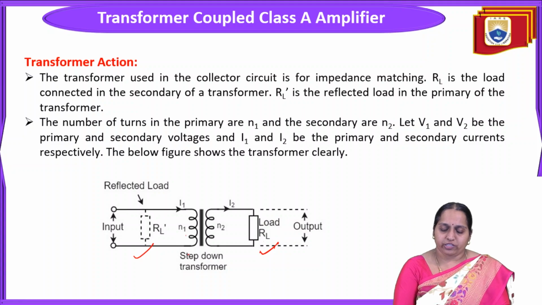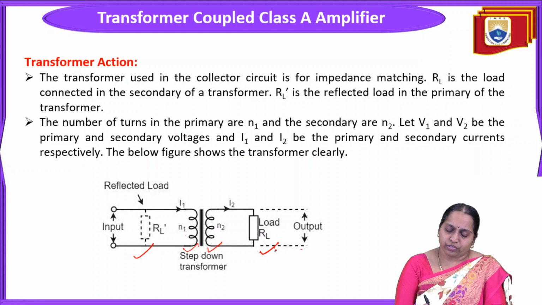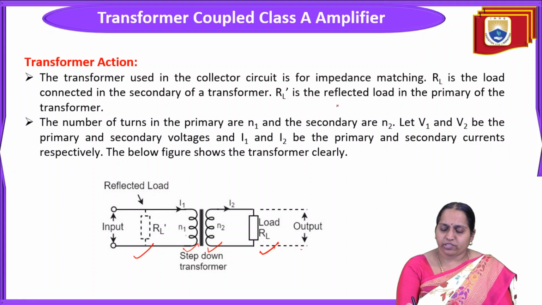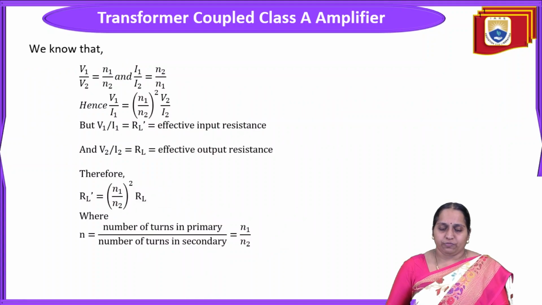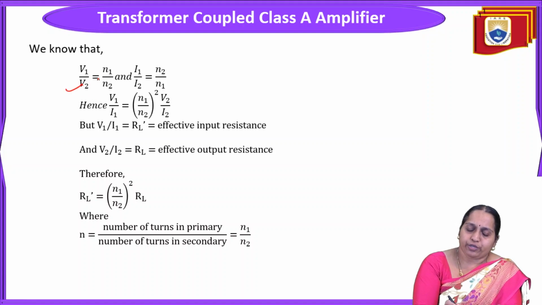You can see here, this is the primary winding and this is the secondary winding. N1 is the number of turns in the primary, N2 the number of turns in the secondary. V1 is the voltage across the primary winding, V2 is the voltage across the secondary, that is the output of the transformer. RL is the load resistor and RL dash is the reflected load in the primary. Now we shall see the relation between all these terms. As we know, V1 by V2 equals N1 by N2 and I1 by I2 equals N2 by N1.